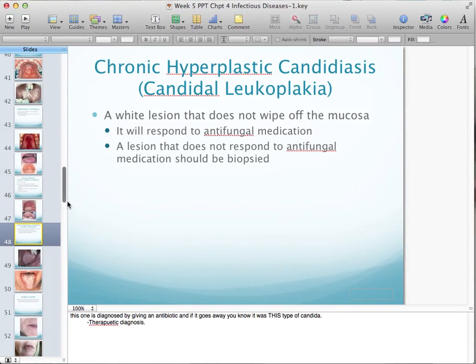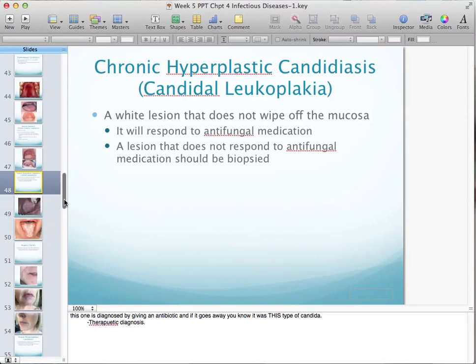Okay. And then you have chronic hyperplastic candidiasis, or candidal leukoplakia. This is diagnosed based on when you try to wipe it away and it doesn't wipe off. It's stuck there. This type of candida will respond to an antifungal medication, and if it doesn't and it's still a lesion, then it should be biopsied.